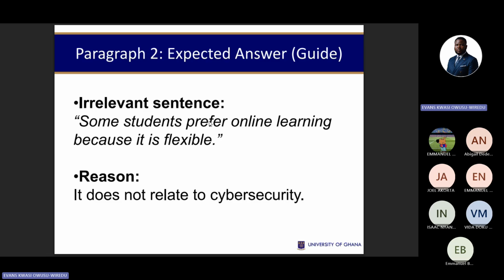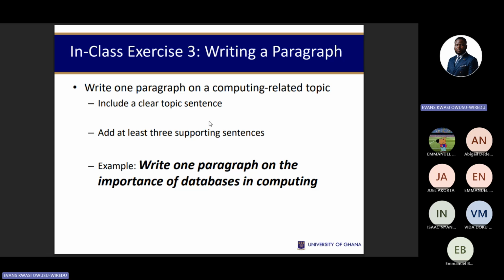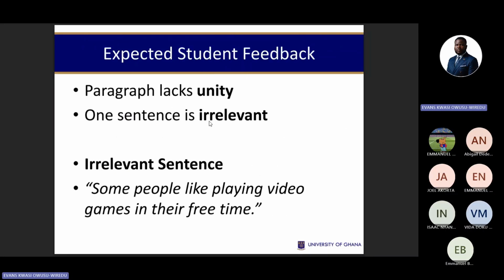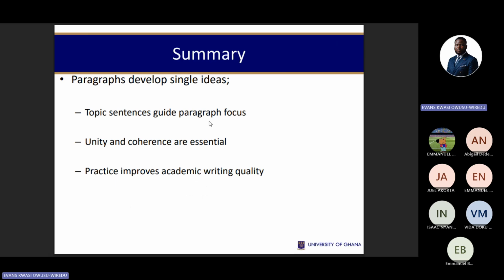That's why I don't want to focus on these ones, but rather the explanations of them. Then later we look at the examples and then the quizzes, right? When we are done with them. Move, peer, review, paragraph. Okay, we'll look at it later. So in a nutshell, a paragraph develops single ideas, topic sentences guide paragraph focus. Unity and coherence are essential, which we've learned under paragraphs. And also practice improves academic writing quality.